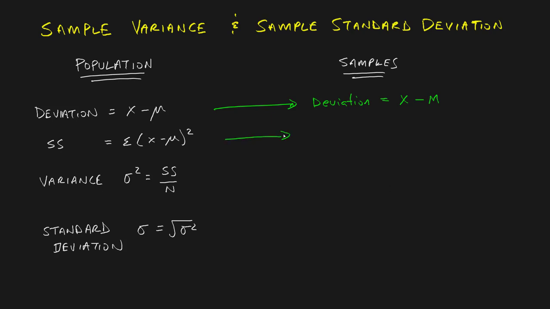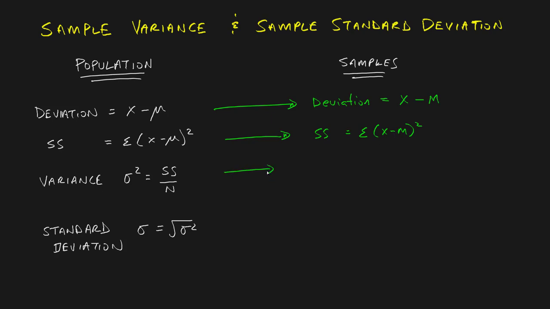Sum of squares is basically the same idea. My sum of squares is still going to be the sum of my squared deviations, but of course we've just defined the sample deviation as being x minus the sample mean. So really nothing new here. It's the same formula. I'm just using a different symbol to show the population mean and the sample mean.